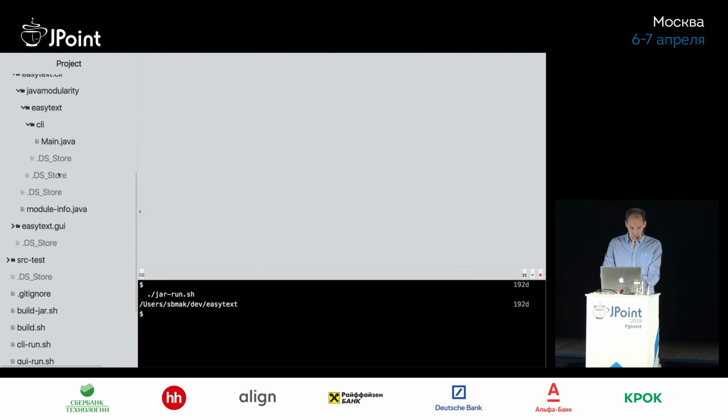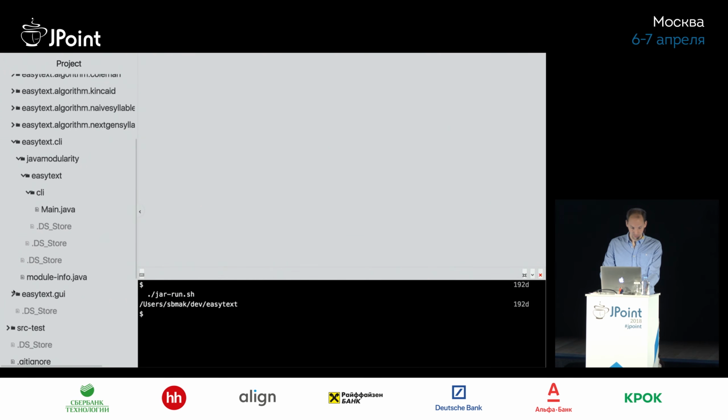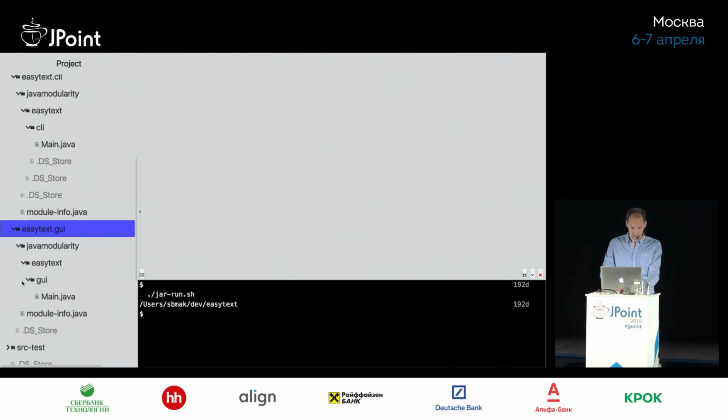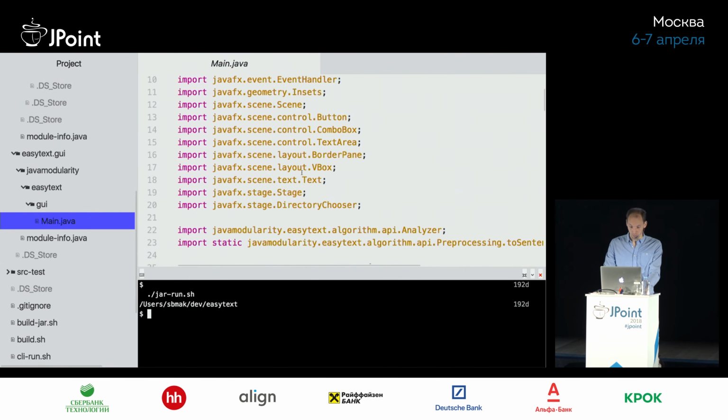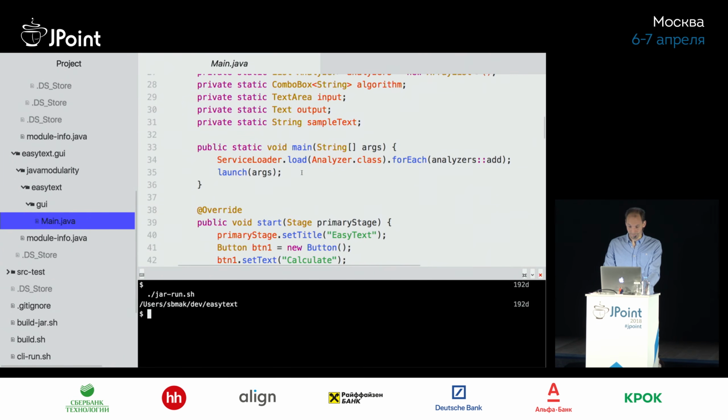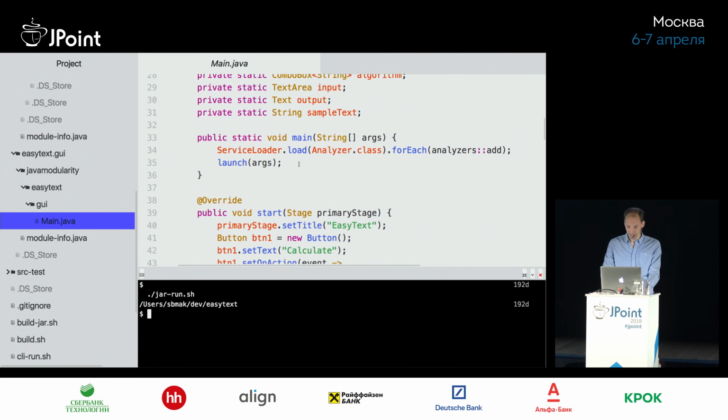So if I go to our EasyText GUI implementation, then the module descriptor is still the same. We still have just the uses and provides statements. But what is different is that in this case, we do an initial ServiceLoader.load call, but again, this returns 0 implementations, because on the module path there are no provider modules at startup.